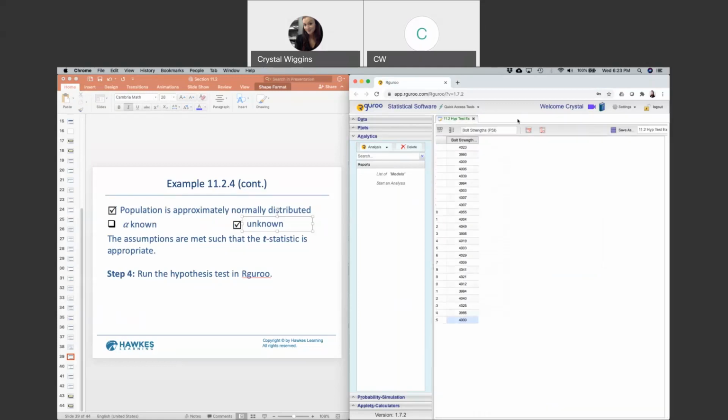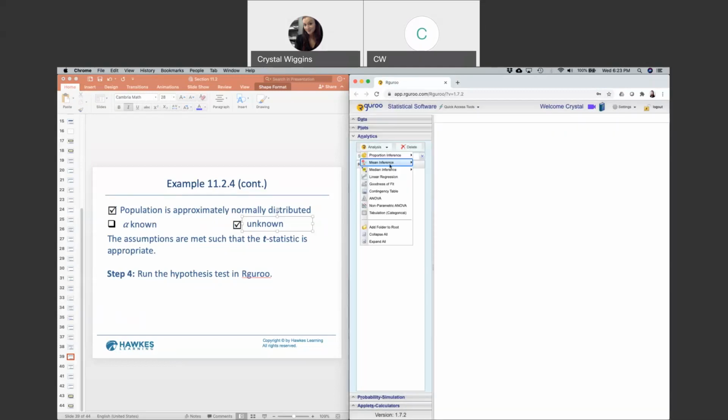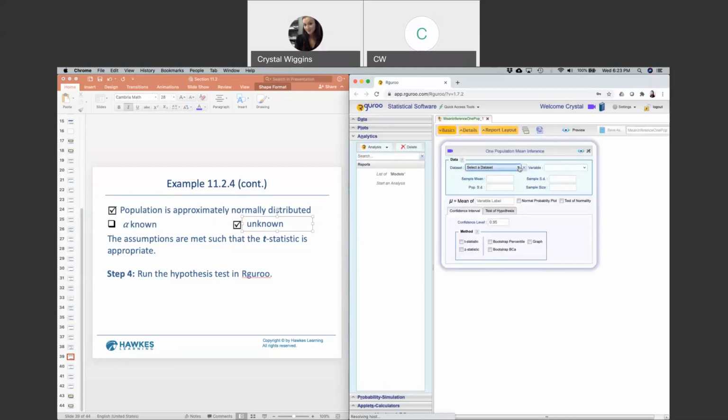All right, let's close these windows. Analysis, mean inference, one population. Select our data set. Interesting. Okay, well, for whatever reason, it's not working. Normally, we would get a mean and a standard deviation from the sample with a sample size of 25, and it would calculate it for you. For whatever reason, it's not working. You know what? Let me try logging out and logging back in.